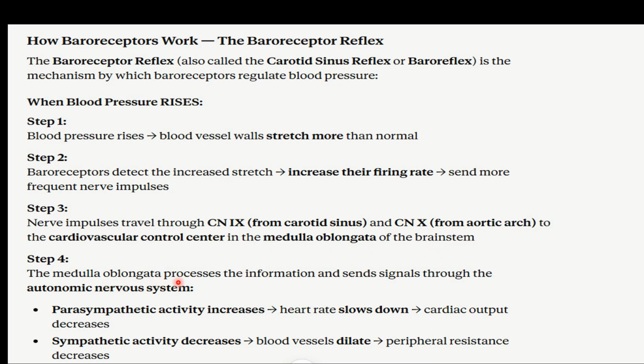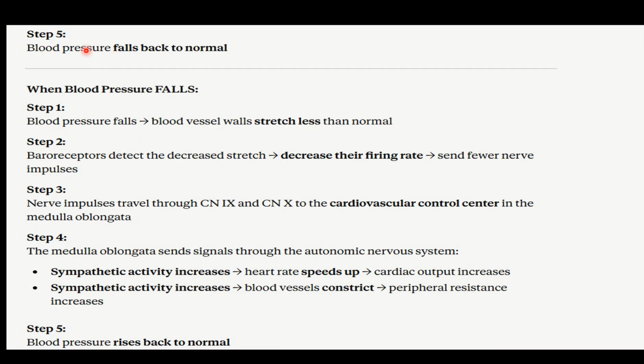Then the medulla oblongata processes the information and sends the signal to the autonomic nervous system. Then we have two things: parasympathetic activity increases, heart rate slows down, and cardiac output decreases. And sympathetic activity decreases, blood vessels dilate, peripheral resistance decreases. So these are the things, and at the end blood pressure falls back to normal. So this is when the blood pressure rises.